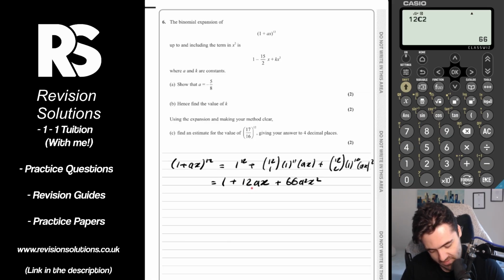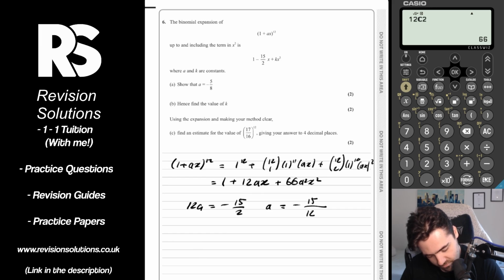So we have 12a for x here, and they have minus 15 over 2. So 12a must equal minus 15 over 2. If we simplify that, that means a is going to have to be minus 15 over 12 times 2. We can divide the top and bottom by 3 in that. So that would leave us with minus 5 over 8.